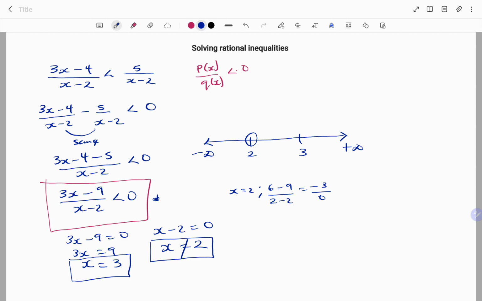Let's test our point x equals to 3. If we put that back into the inequality, we have 3 times 3, 9. At the top, we have 9 minus 9 over x minus 2. That's 3 minus 2.